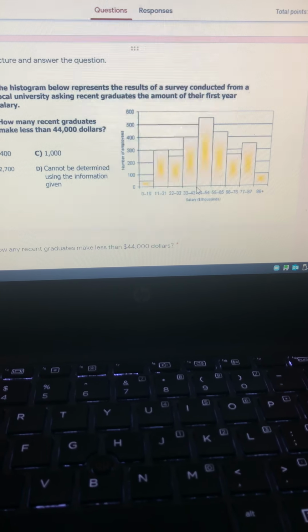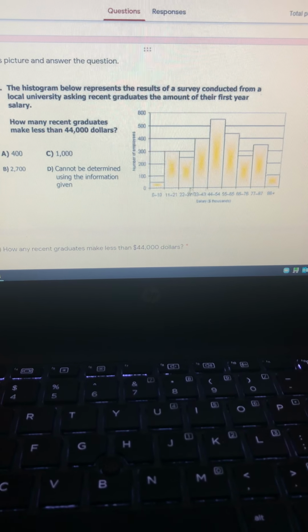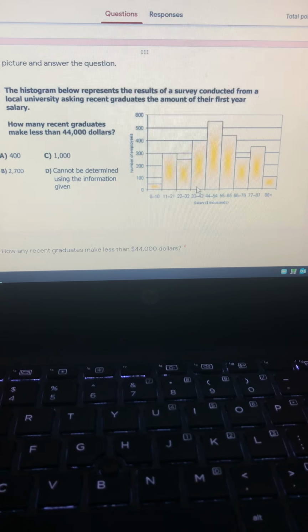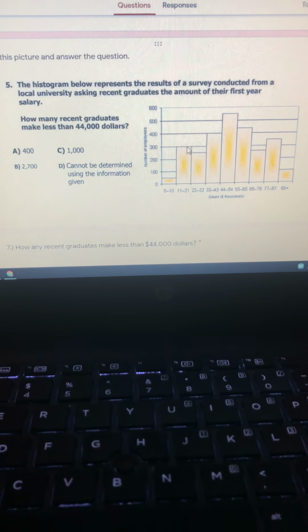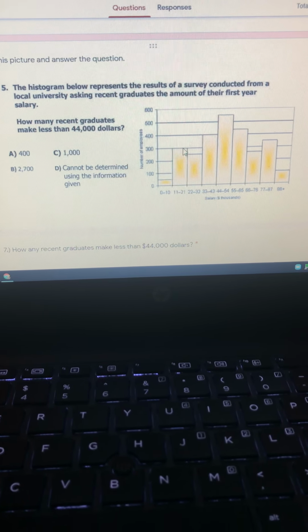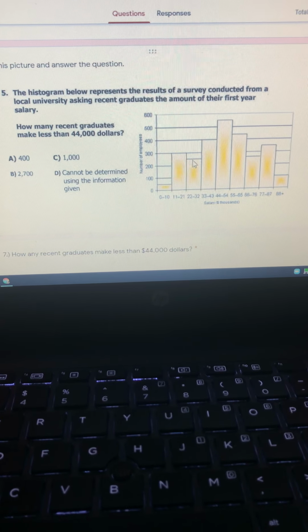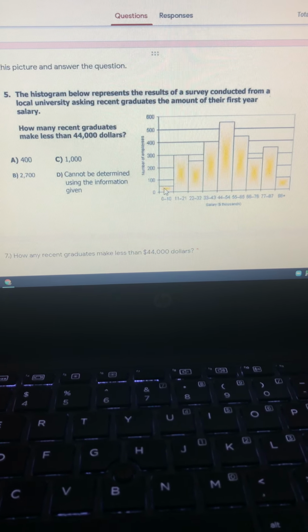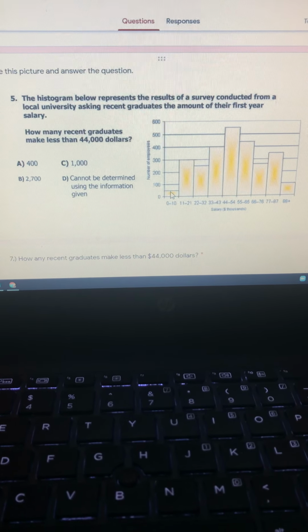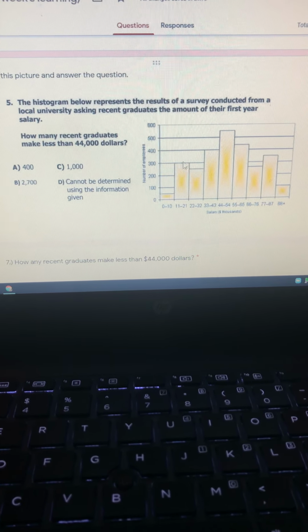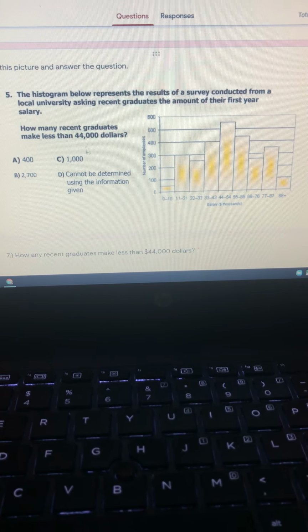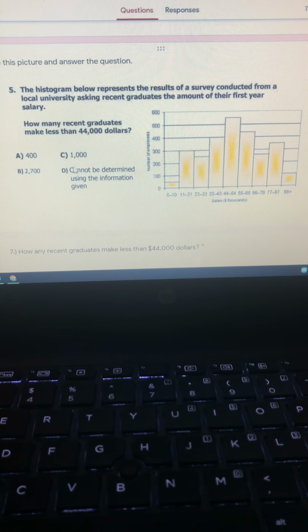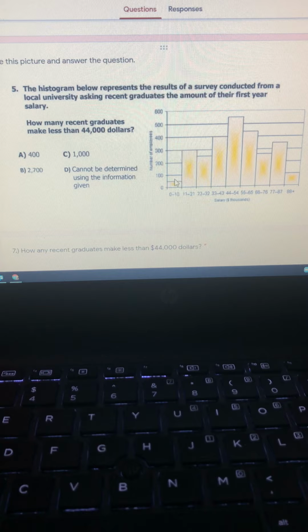And down. So anything less than 44 right here, you see where my cursor is? We're counting all of these bars. So 1, 2, 3, 4. So this is 400. And then this is 300. So that's at least 700, right? And then we have what looks like 250 and then 50. So we add 250 and 50, that gives us 300, plus the 300 plus the 400 should give us 1,000, right? So that is C, 1,000, okay?